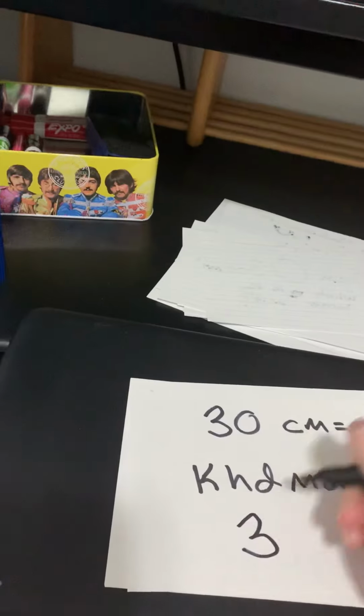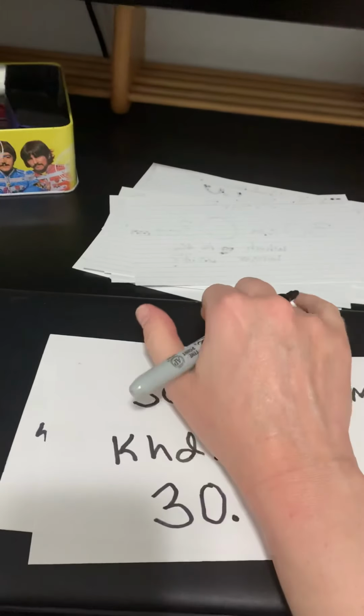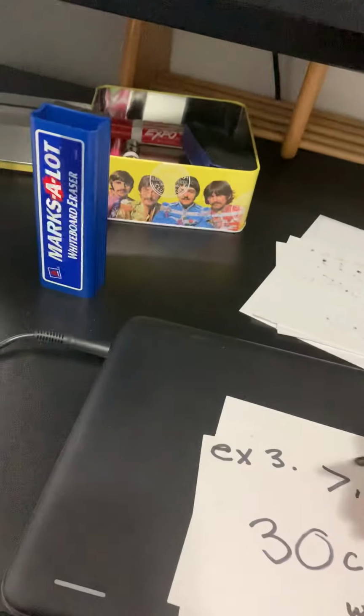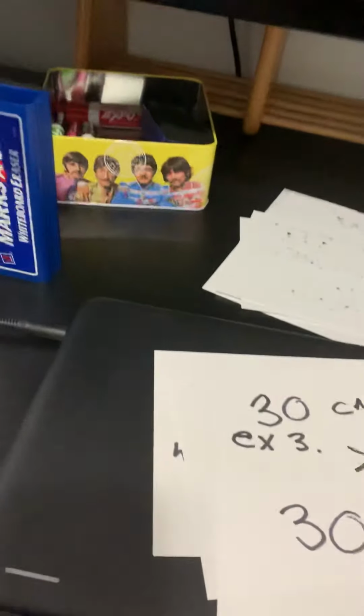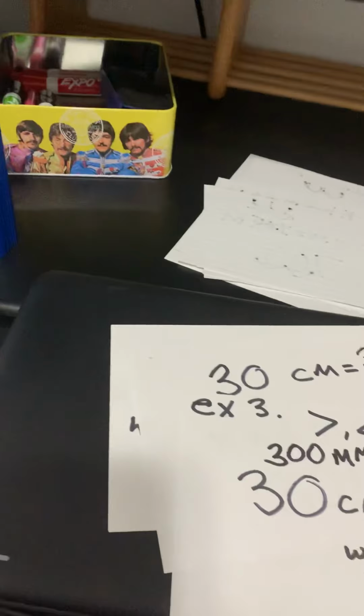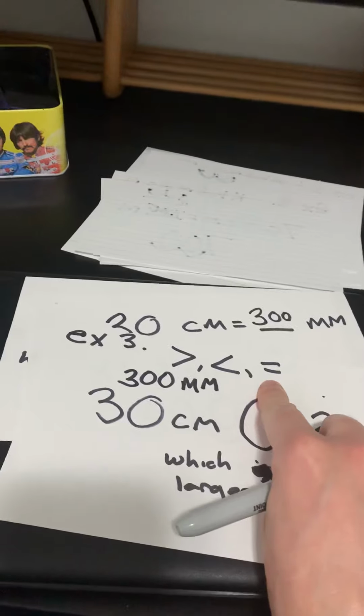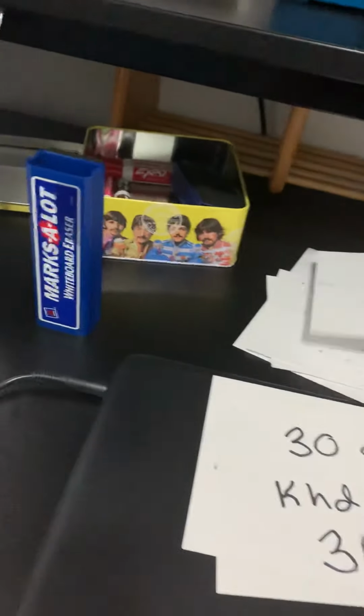So I'm going to take my 30. Remember that the decimal, if it is not already in the number, is at the end. I'm going to move 1 space to the right, jump 1 time to the right, and then I fill that in with a 0. So it's equal to 300. If I go back to my original problem, 30 centimeters is also equal to 300 millimeters. Which is bigger, 300 millimeters or 300 millimeters? They are the same number. So they are equal.